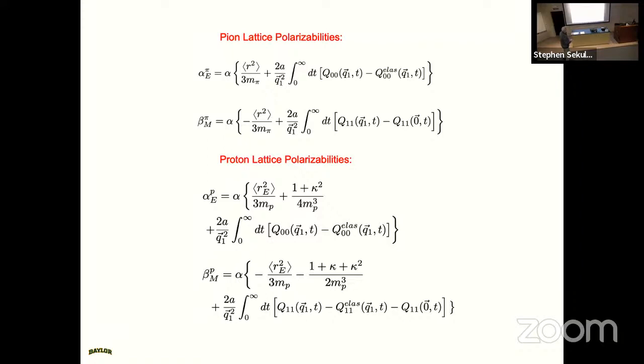In each one of these, this is electric polarizability for the charged pion. This is magnetic polarizability for the charged pion. In each case, you get a relative charge density squared term, either positive or negative, and then you have to do a time integral, which would be a discrete sum on your lattice. This Q00 is a correlation of two charge densities. So the 0, 0 is related to the zero component of this tensor.